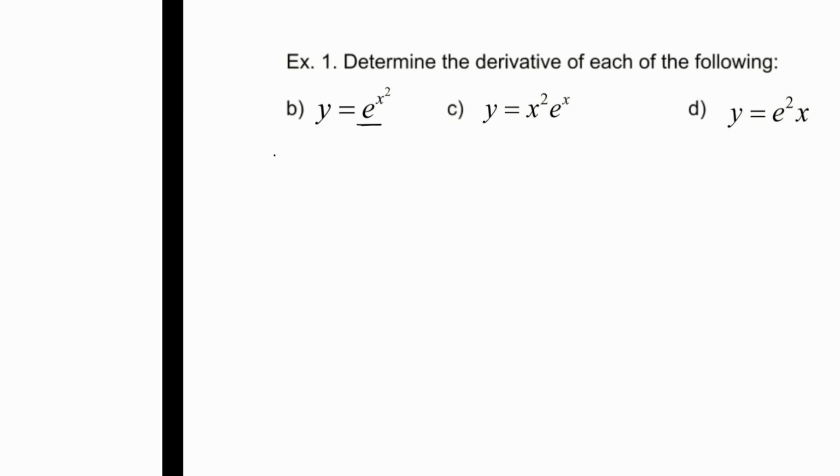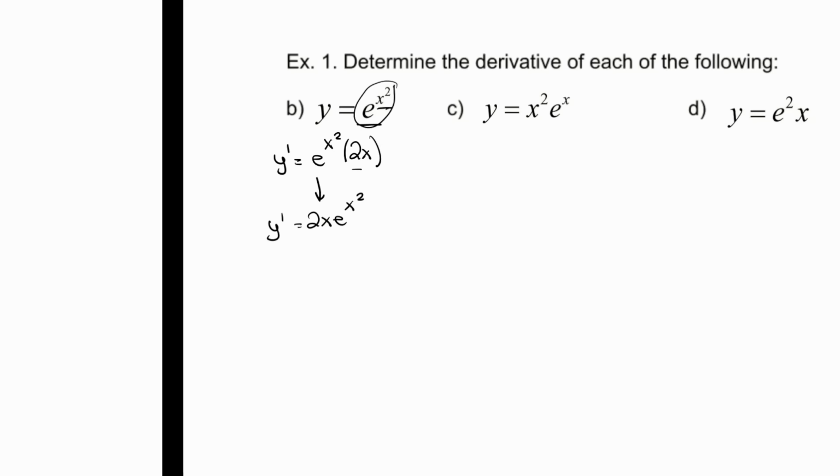So that would mean that y prime, or our first derivative, is equal to, so this whole thing we rewrite, e to the power of x squared, times the derivative of the power. Remember the power rule. We bring the 2 down, so the derivative of that is 2x. We can rewrite this by moving the 2x in front, so we end up with 2x times e raised to the power of x squared. That's it. That's all we have to do for that.